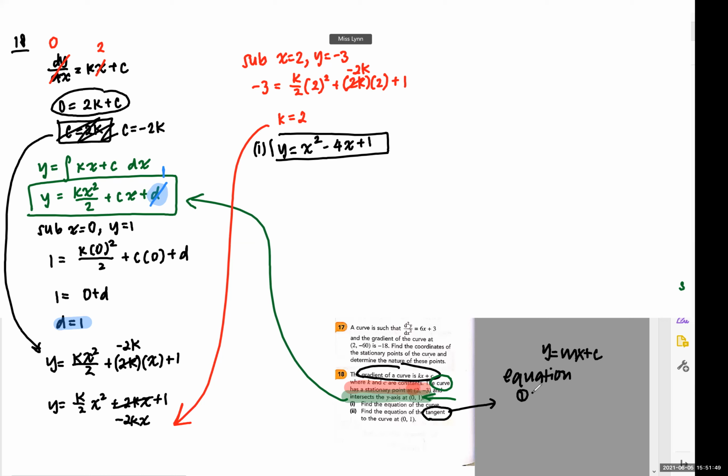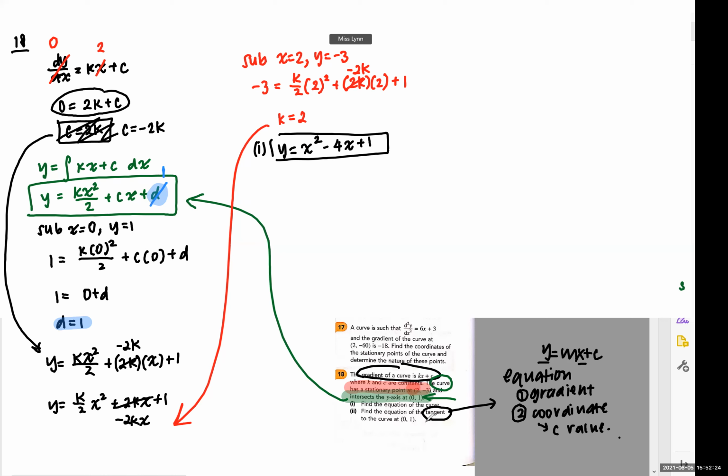You need the gradient and the c value. You need one more thing. What do you need? Or the coordinates. Yes, the coordinate. Because only the coordinate will give you your c value. Okay, because coordinate means this and this. Okay, so now let's go and find the equation of the tangent.